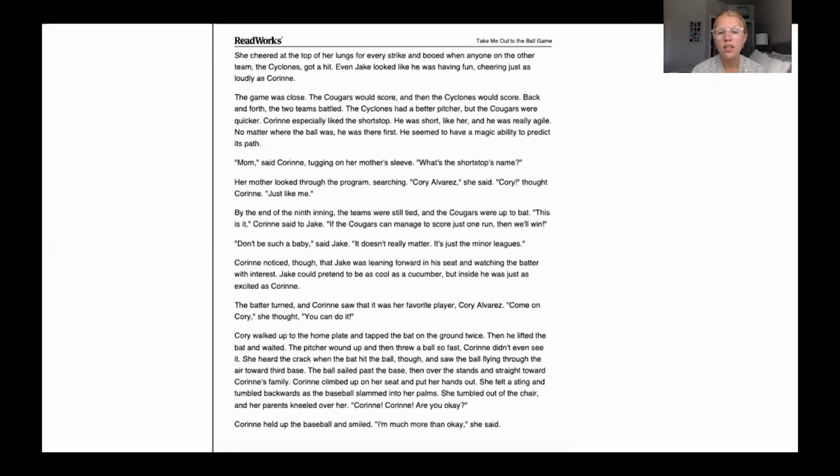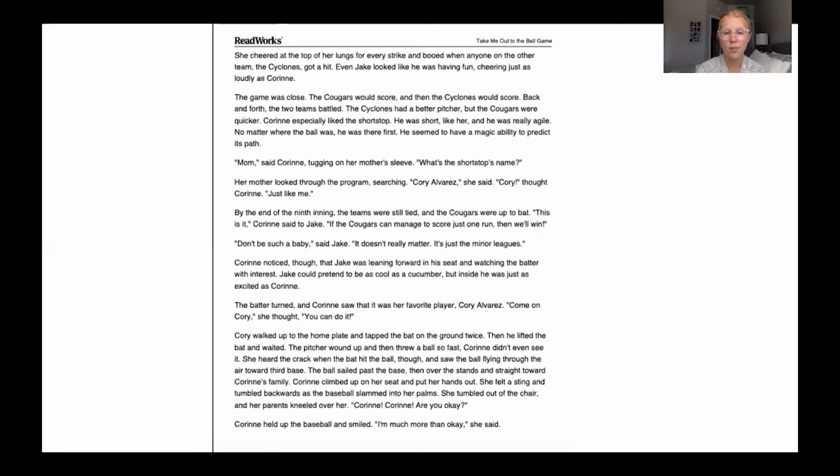Corinne noticed, though, that Jake was leaning forward in his seat and watching the batter with interest. Jake could pretend to be cool as a cucumber, but inside he was just as excited as Corinne. The batter turned, and Corinne saw that it was her favorite player, Corey Alvarez. "Come on, Corey," she thought. "You can do it."